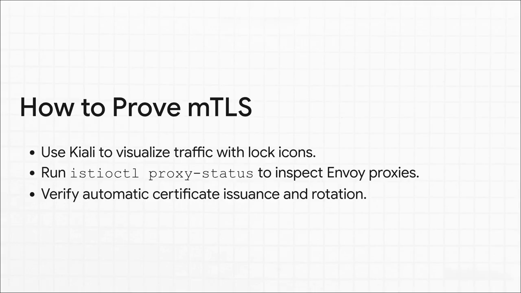Number one, you can pull up a tool like Kiali and literally show them the little lock icons on all the traffic flows. It's a fantastic visual. Number two, for the more technical folks, you can pop open a terminal and run istioctl proxy-status to show them the raw Envoy configuration. And number three, you can demonstrate that Istio's built-in CA is constantly issuing and rotating certificates for every single workload. That's not just a claim, that's verifiable proof.